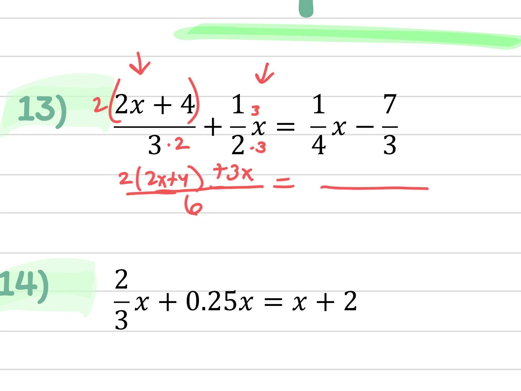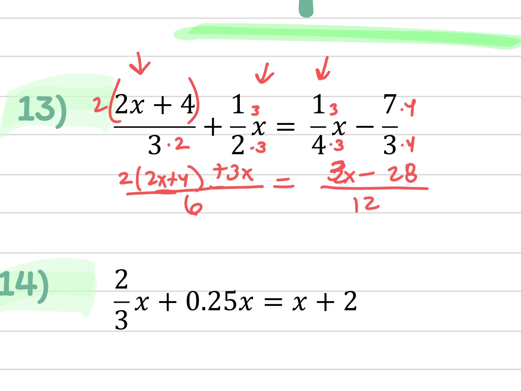So on the right-hand side, what would your common denominator be? 12. I agree. So look at this first fraction, 1/4 x. What would I have to multiply the 4 by? 3. So if I multiply the bottom by 3, then I can do the top. So I have 3x minus, multiply the bottom by 4 and the top by 4, so minus 28 in the numerator. So we would combine like terms on the left-hand side.